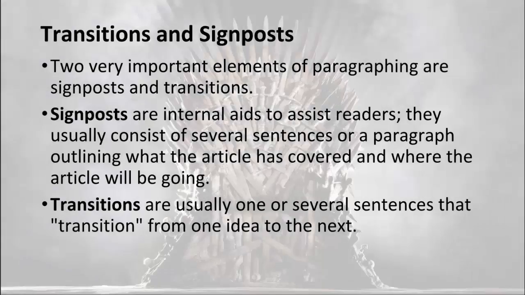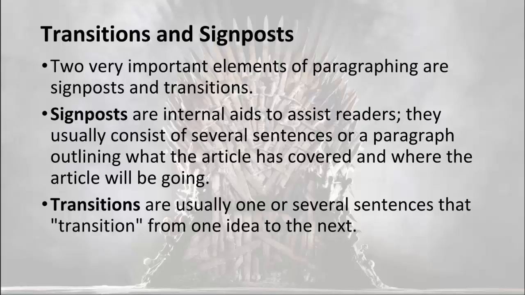In the last video, we reviewed how to create effective paragraphs for the social sciences, and this time we're going to continue by discussing how to create effective transitions. Two very important elements of paragraphing are signposts and transitions. Signposts are those internal aids to assist readers. They usually consist of several sentences or a paragraph outlining what the article has covered and where the article will be going. These are very useful in longer papers, especially 20 pages or longer, to again help readers keep track of what we've covered and where we're going from here.